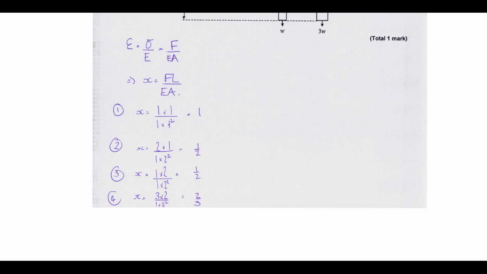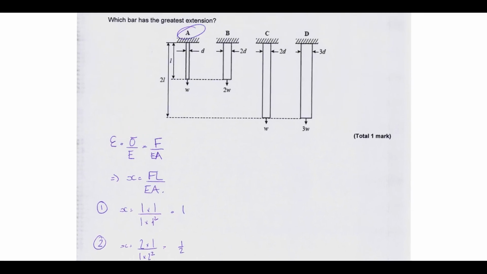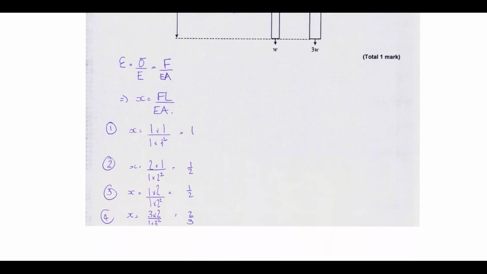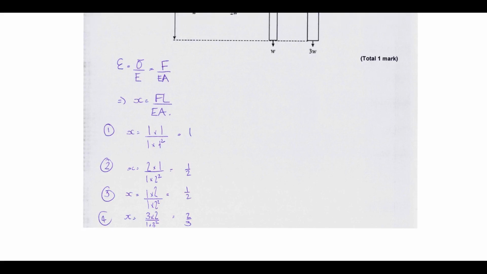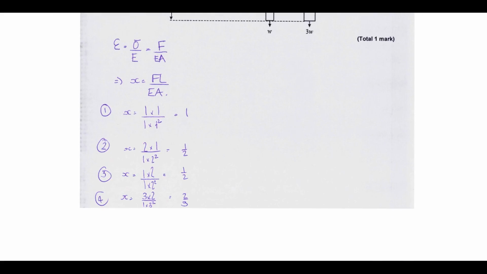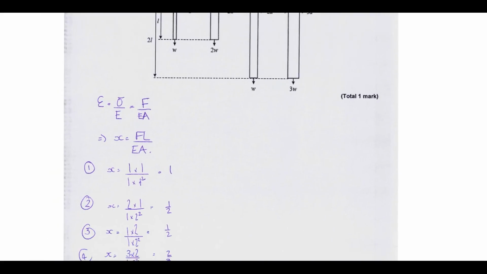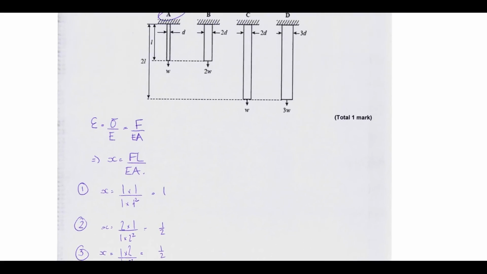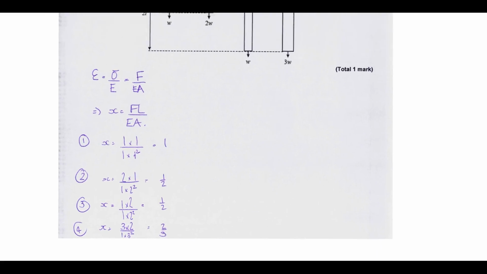If I do that for the second one, it has 2 times the load, so a 2 goes on the top line, and it has double the diameter, so 2 squared goes in the bottom line, and you end up with half the extension, so 1 is still the biggest. We do the same for 3. The load is 1, so there's a 1 there. Its length is 2, so a 2 goes in the top line, and its diameter is double, so 2 squared goes in the bottom line. Again, you get a half.